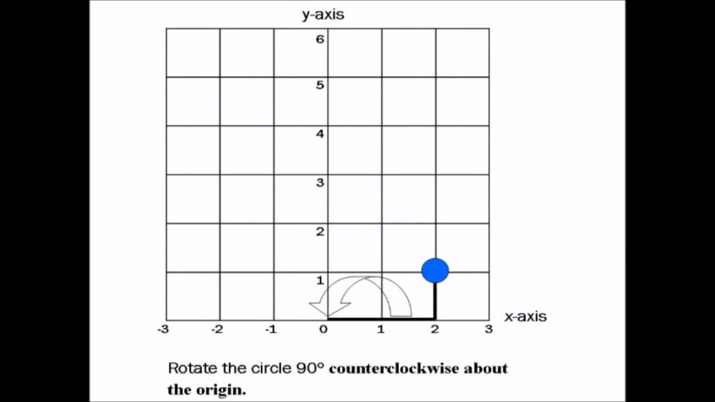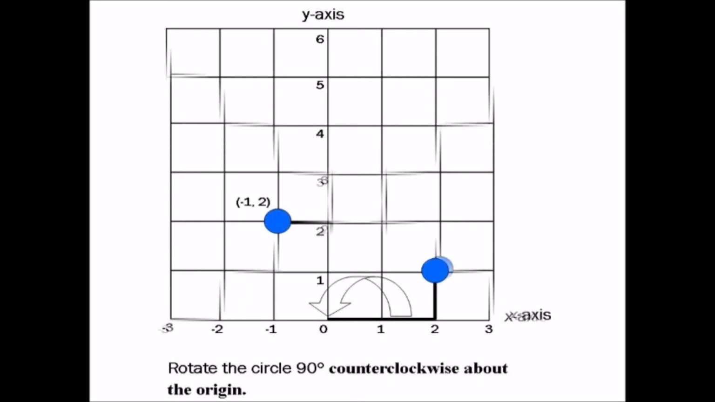Again, go to the center of rotation, which is the origin. Draw a line across 1, 2, and up 1 to attach it to that blue circle. And now we have to move the lines 90 degrees going to the left because it's counterclockwise about the origin. So we'd have to stand it up on the y-axis. Okay, so let's see where that would end up.